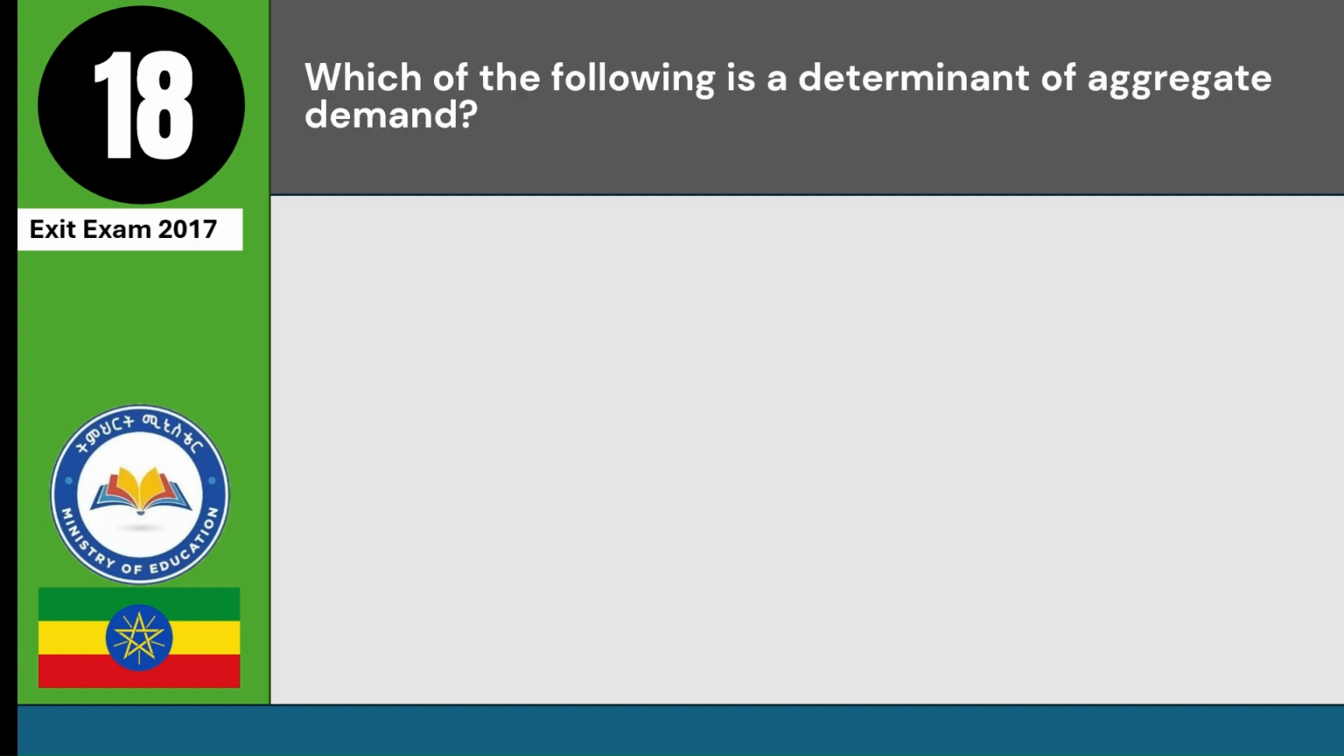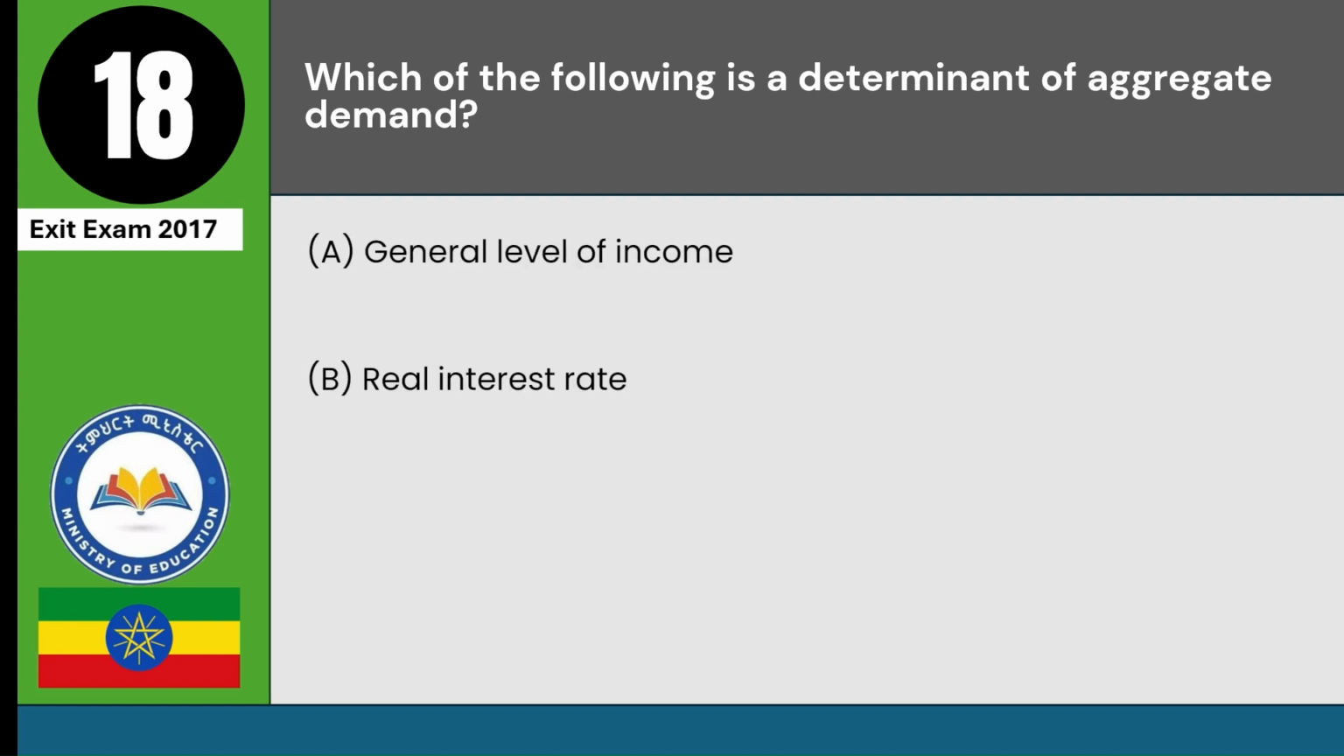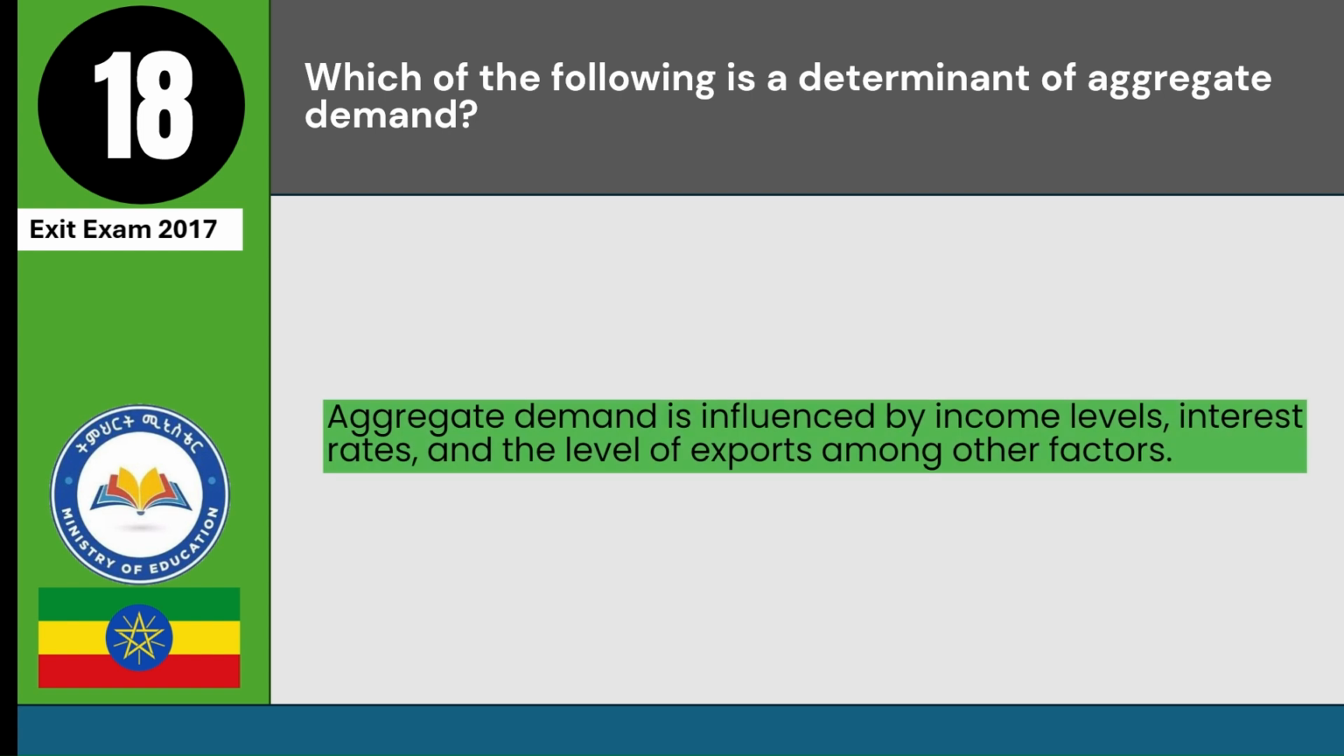Which of the following is a determinant of aggregate demand? A. General level of income. B. Real interest rate. C. Level of exports. D. All of the above. Answer D. Aggregate demand is influenced by income levels, interest rates, and the level of exports among other factors.